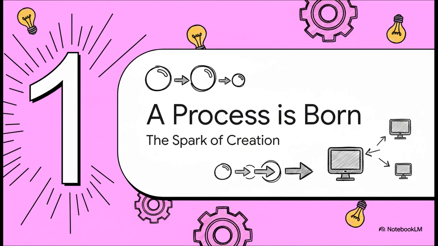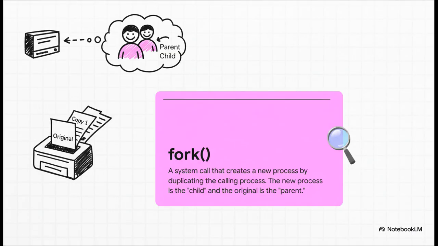All right, so the very first thing your shell has to do is create a new worker to handle your request. See, the shell can't just stop being a shell to become ls. It has a job to do, so it needs to delegate. And that whole process kicks off with the creation of a brand new process. And how does it do this? With a super important system call called fork.